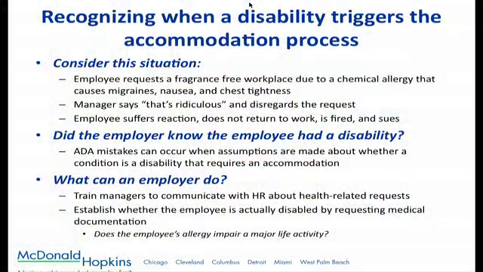And the frontline manager has not gotten their ADA training yet, and says, that's ridiculous, and disregards the request. The employee suffers a reaction, doesn't return to work, ends up getting fired, and then sues. And this was actually a case. It comes from a case where an employee with asthma and severe chemical sensitivity to perfumes requested that the employer ban fragrances from the workplace.